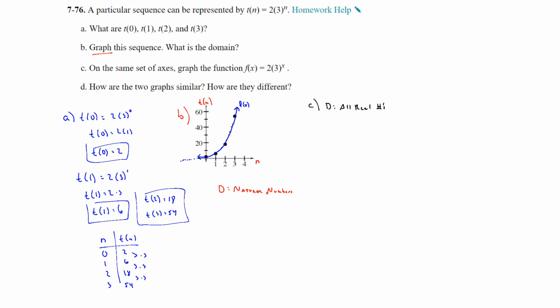And then lastly, on part D, how are the two graphs similar? How are they different? We kind of answered that a little bit right there. They definitely have the same shape, but the sequence is discrete and the function is continuous. And so you can see for D what I wrote down. The similarity is same shape. The difference there is, as I said before, t of n is discrete and f of x is continuous.